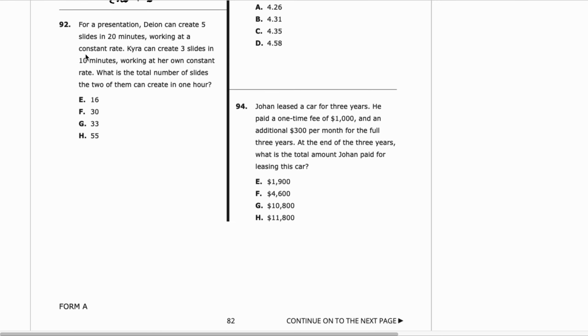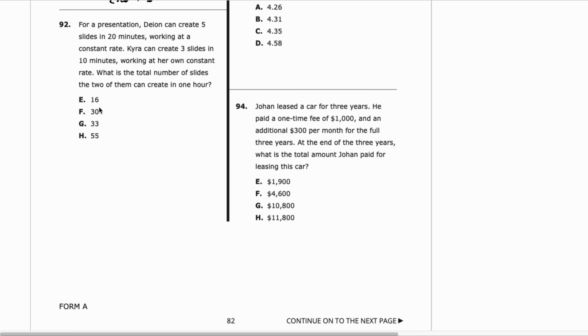So 92, for a presentation, Delon can create 5 slides in 20 minutes, working at a constant rate. Kyra can create 3 slides in 10 minutes, working at her own constant rate. What is the total number of slides the 2 of them can create in 1 hour?